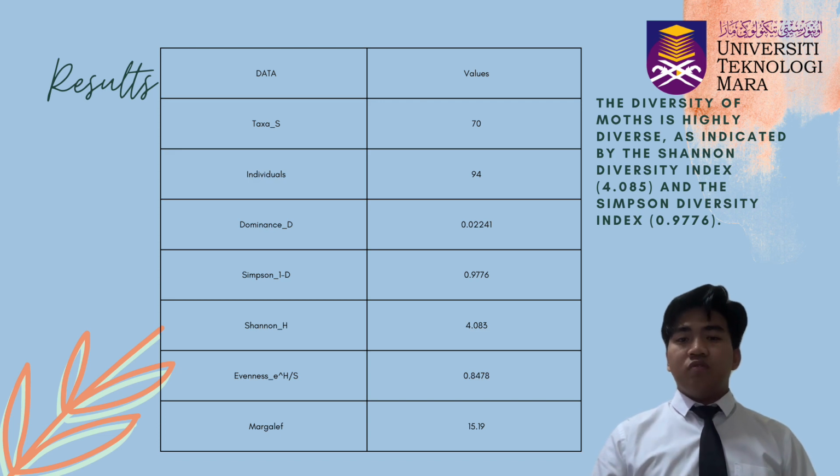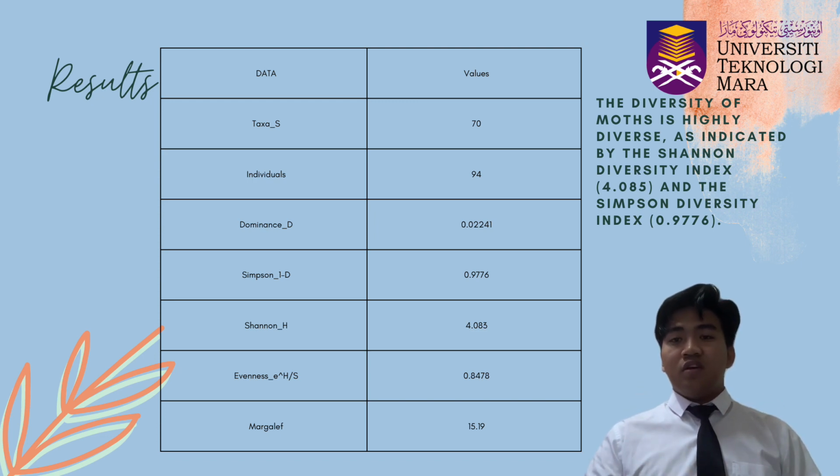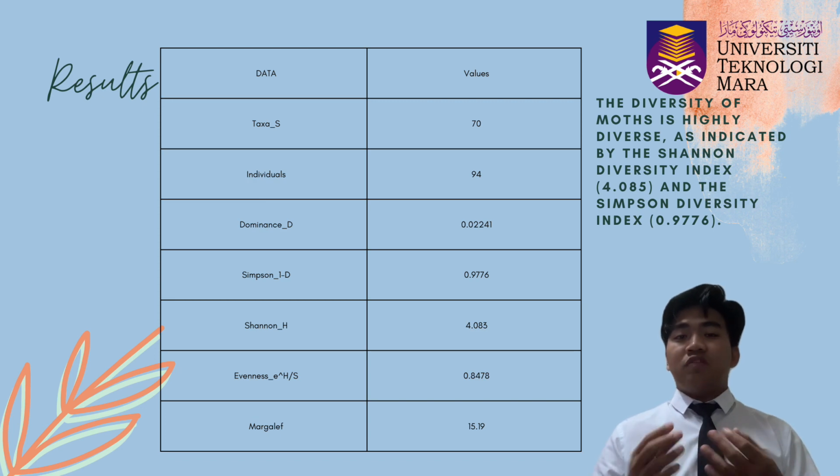Shannon Diversity Index, which is 4.085, and the Simpson Diversity Index, 0.976. For the Shannon Index, when the sampling size is 100 individuals, the maximum diversity index will be 4.6 for the most diversity.